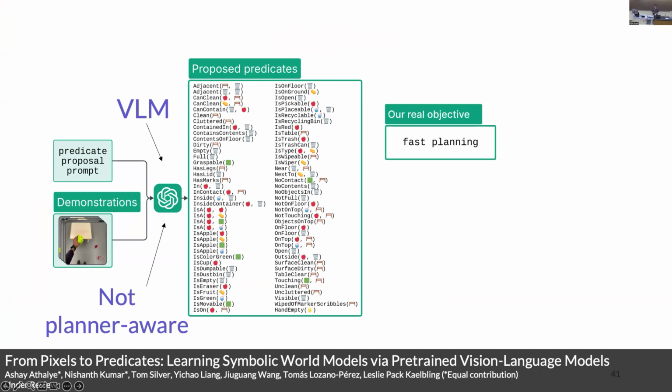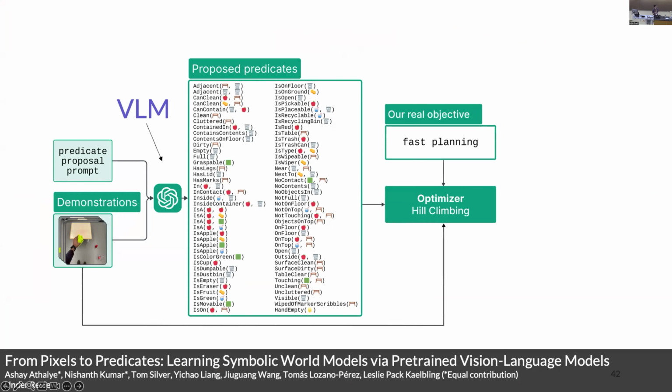The problem with just directly asking the VLM to do this is that the VLM doesn't know how we're actually going to use these predicates. It's not aware of the fact that we're going to take these predicates, we're going to learn an abstract world model, and then we're going to plan with that world model. So the VLM is not really planner aware. It's not aware of our real objective, which is ultimately efficient and effective planning.